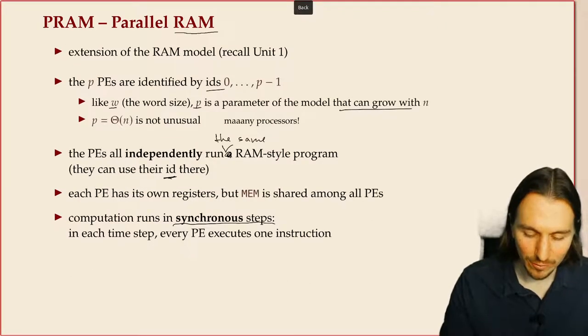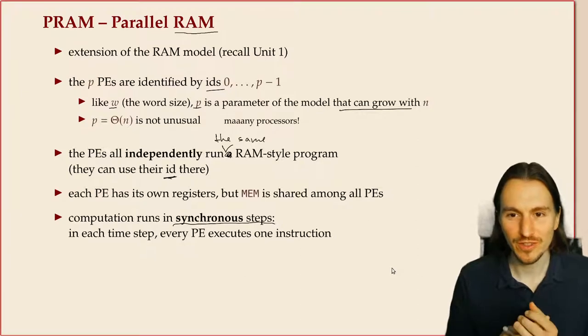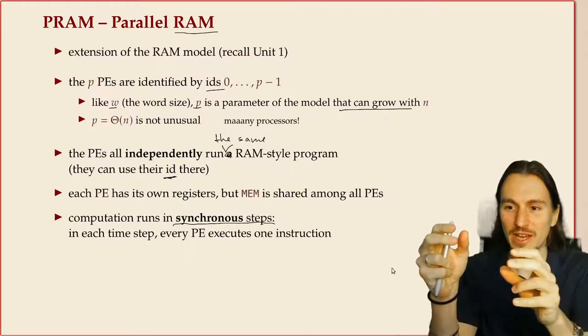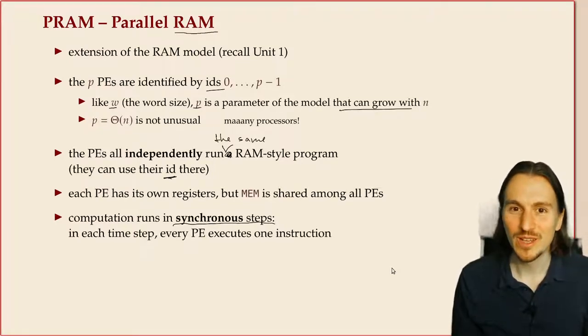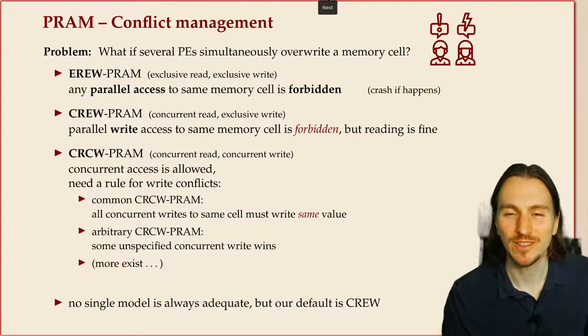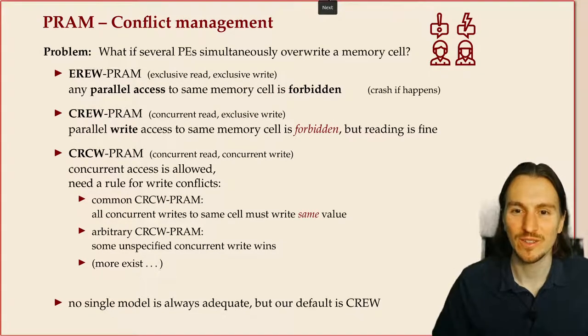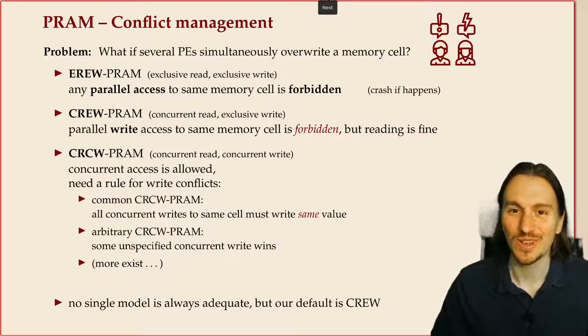We'll next talk about conflict management, but I first want to stress on this slide: this sounds all great, so they all independently run their operations, and if this processing element adds two numbers in its registers and this adds two other numbers in its registers, nothing bad happens. The only complicated part is what happens if several processing elements concurrently read and write the same memory cell. This is where things get complicated. And this is also where things in practice get, well, either wrong or slow, or you have to make something sophisticated.